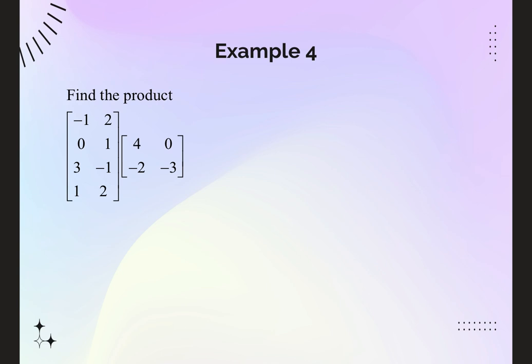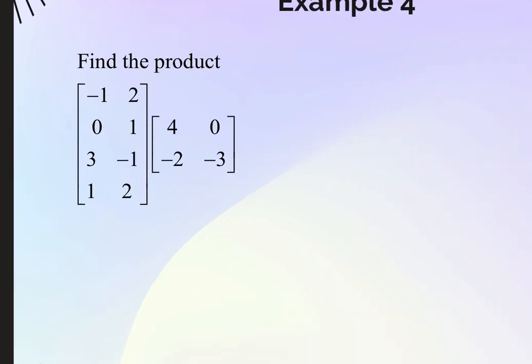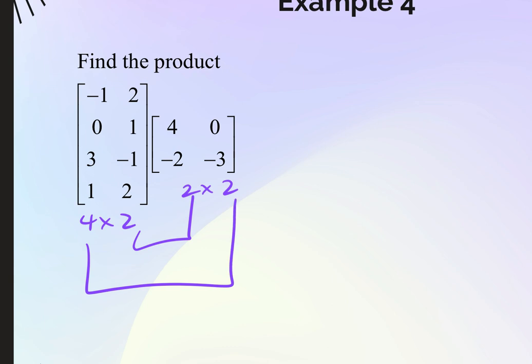I think you're okay. So find the product could also be just written like that, up against each other, where it doesn't give you letters. So what are the dimensions of the first one? 4 by 2. The second one? 2 by 2. So can it be done? Yes, and the dimensions would be a 4 by 2. Are you okay? Do I need to work through it?